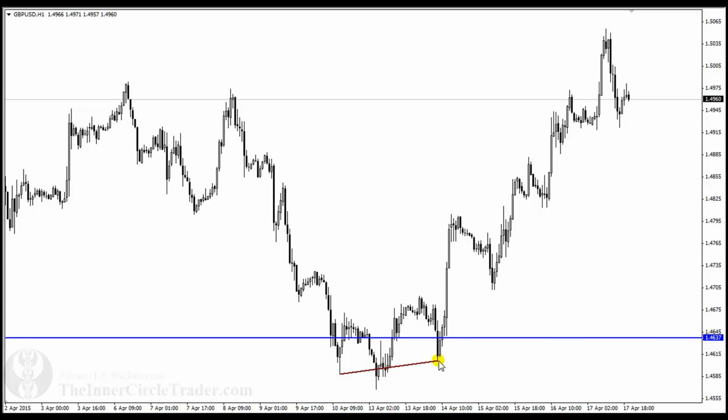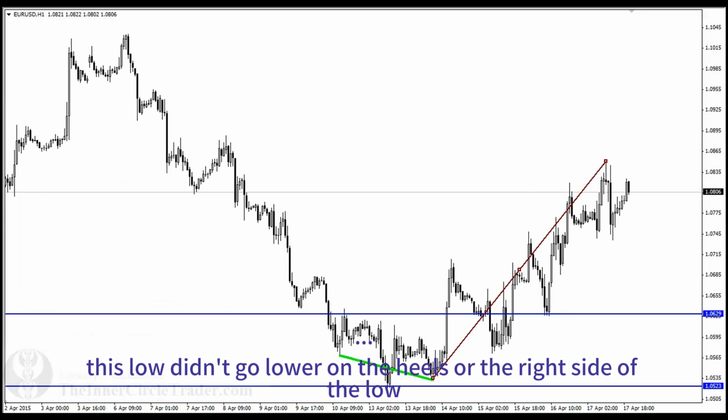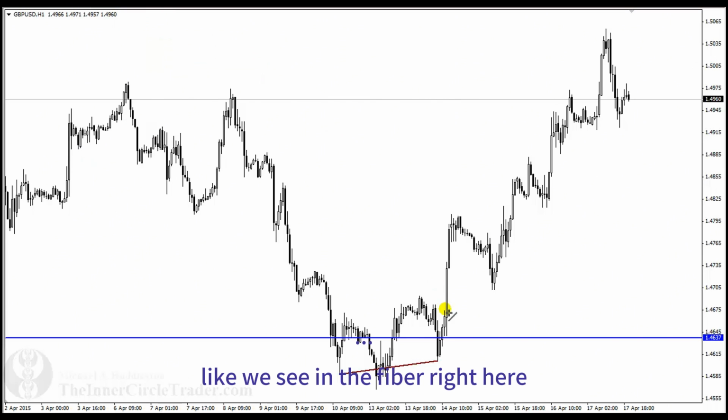This is suggesting that on an institutional level, there's a more aggressive buying program going on in the cable versus the fiber. Well, let's test it. If we take our little trend line from the low here, draw it up, drop it, and then pick it up again, and you'll see the line.